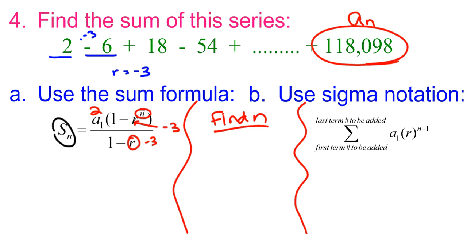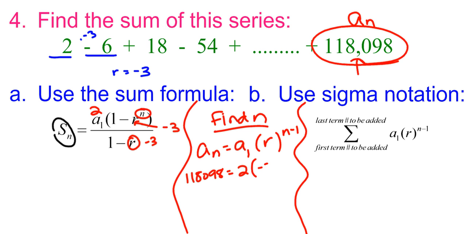In order to find N, is there any other geometric formula I can use? The only other geometric formula that's not up here right now is the one we've been using, which is this formula right here. Do I know A_N? Oh, yep, I do. Look at that. So I'm going to plug that in: 118,098. Do I know A1? Yep, it's 2. Do I know R? Yep, -3. And then N minus 1, I don't know what that is, but that's where I'm at.